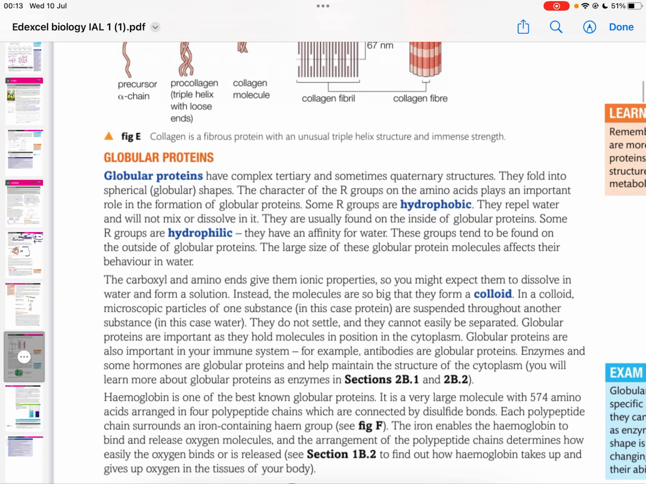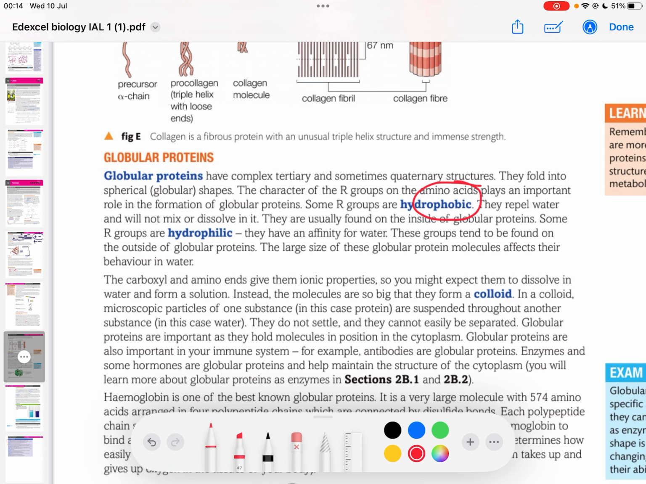Globular proteins, as we said, have complex tertiary and sometimes quaternary structures, such as the earth. They fold into spherical, globular shapes. The character of the R groups in the amino acids plays an important role in the formation of globular proteins. Some R groups are hydrophobic. Hydrophobic is very easy to understand. Hydro is water, phobic, phobia, hate water. They repel the water, that's easy, and will not mix or dissolve in it.